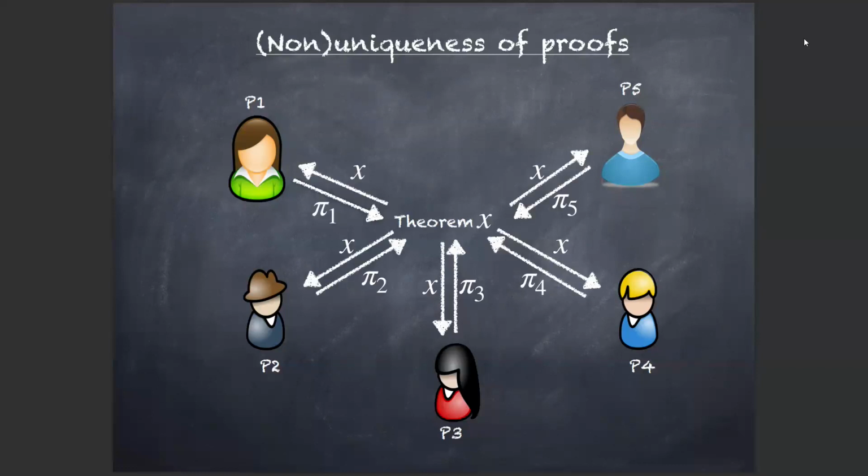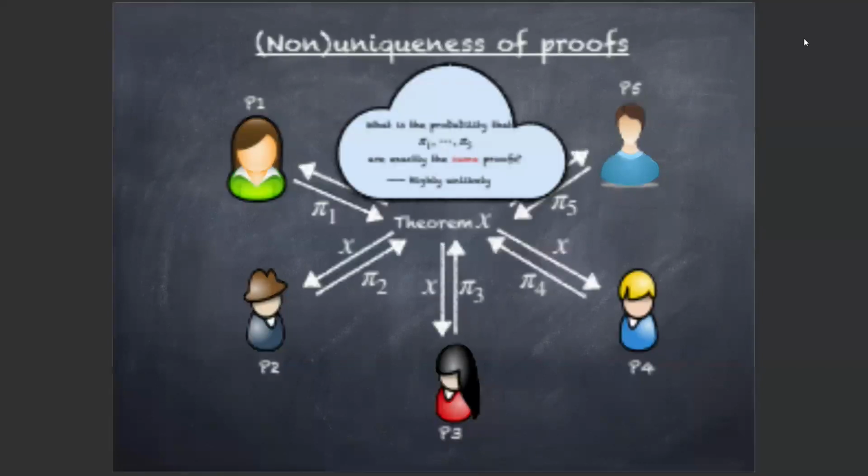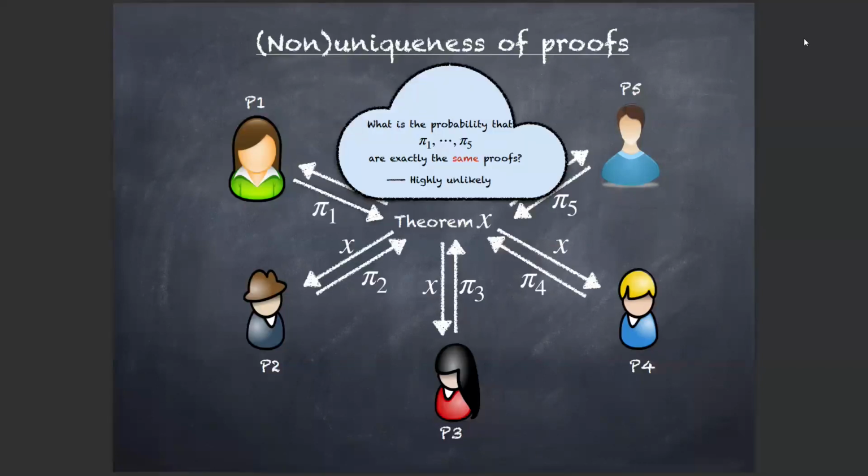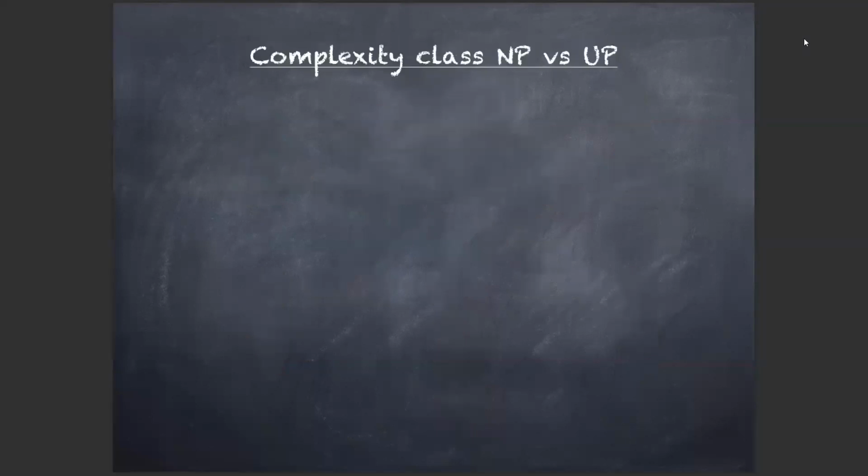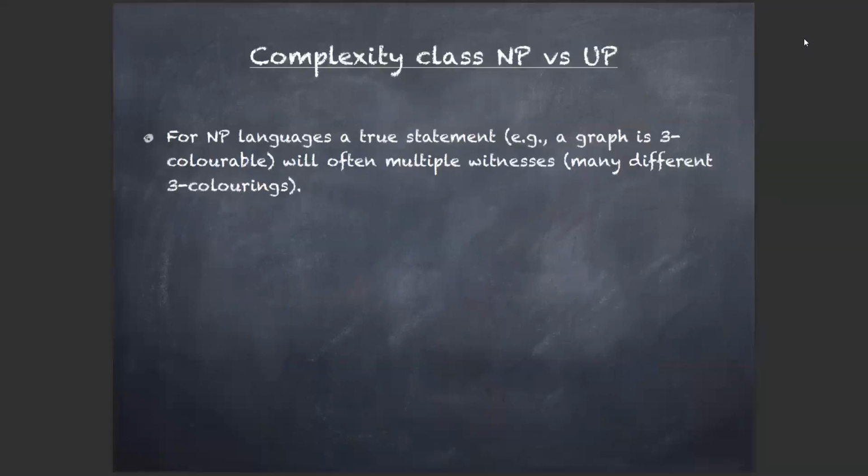And then I ask, what is the probability that each of them write down the same exact proof for the theorem X? And the answer is, it is highly unlikely that they will write down the exact same proof. I mean, the essence of the proof might be the same, but the strategies will differ. So interpreting this in the context of computer science, for an NP language, we'll have multiple witnesses. For example, a graph 3 coloring will have possibly exponentially many colorings, right?